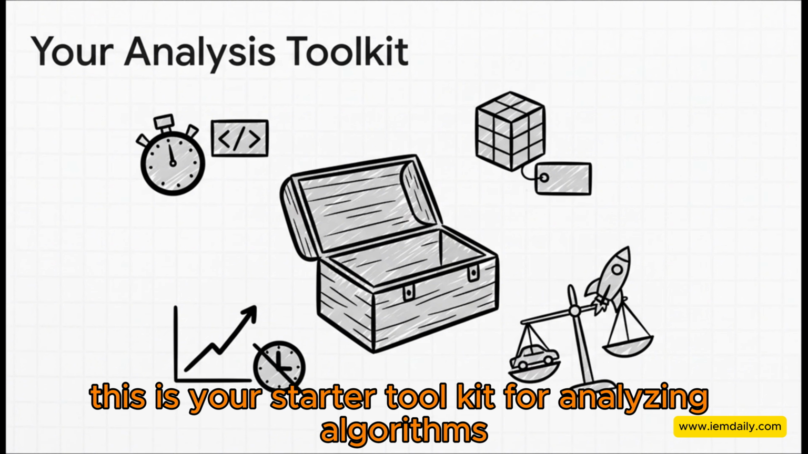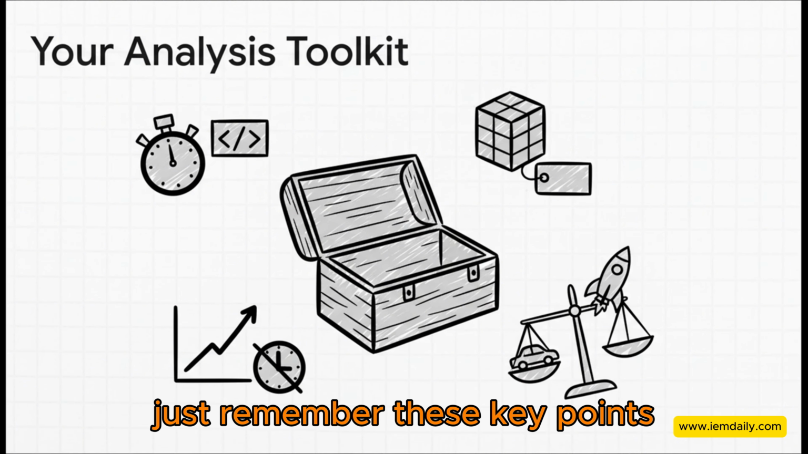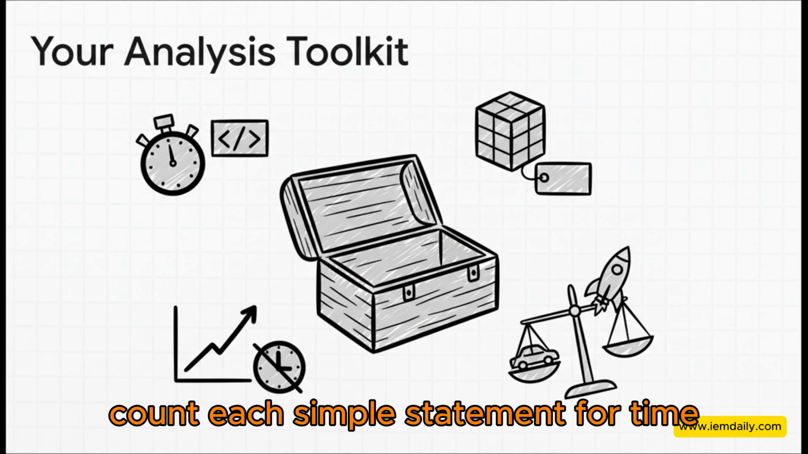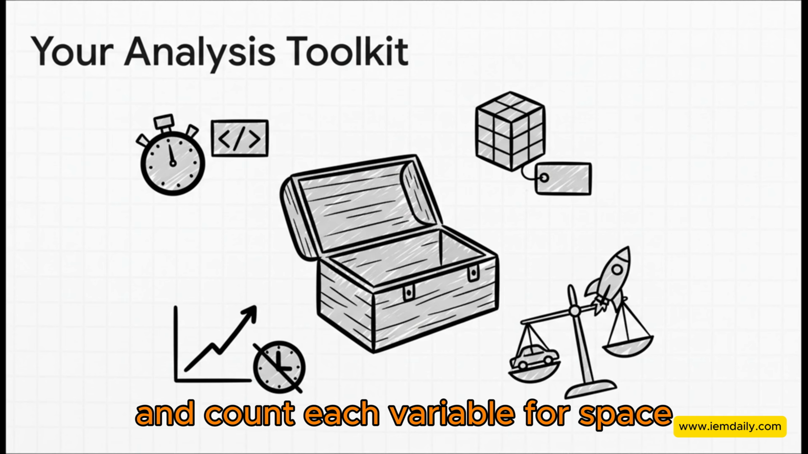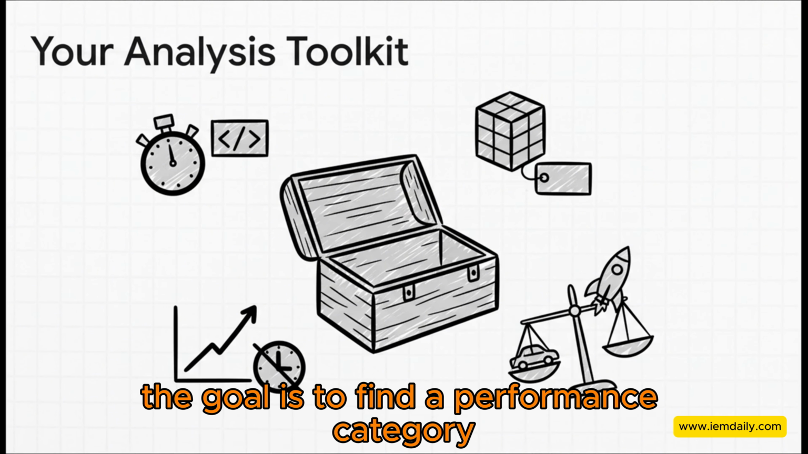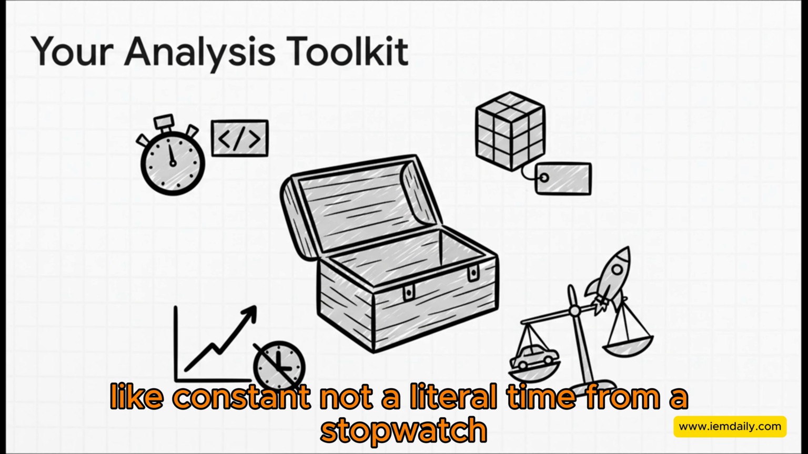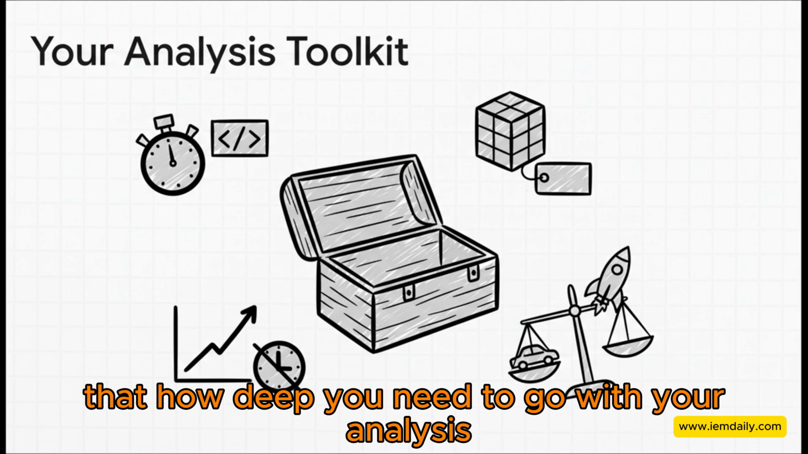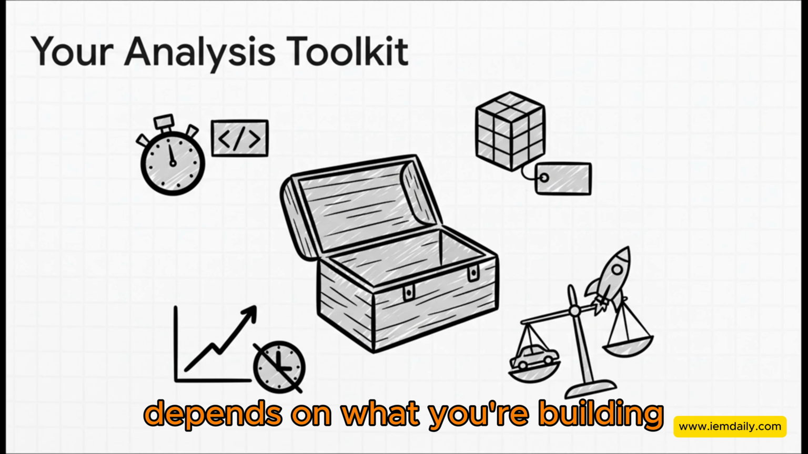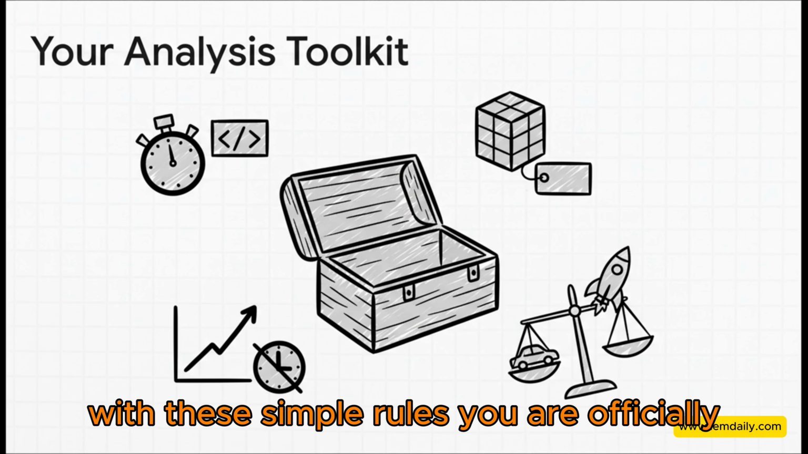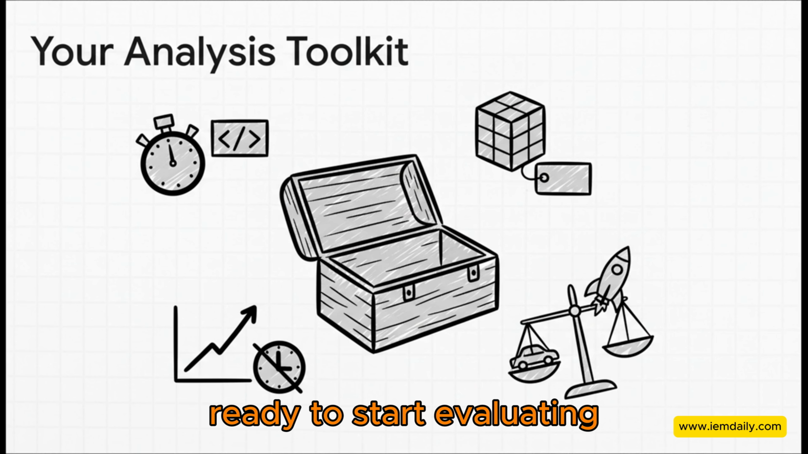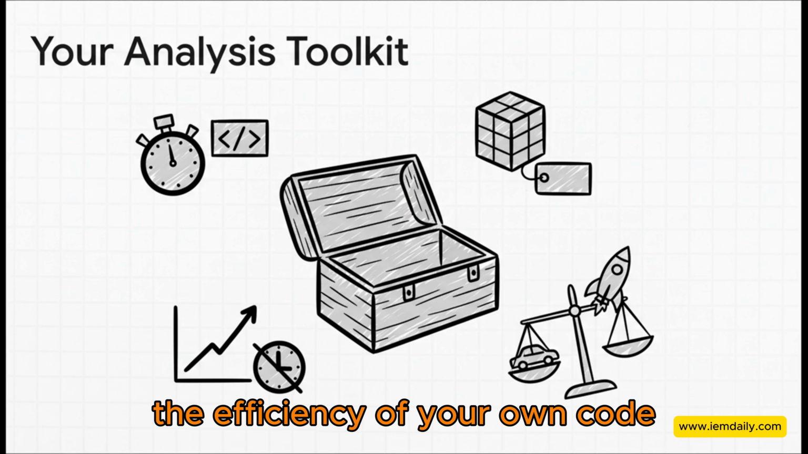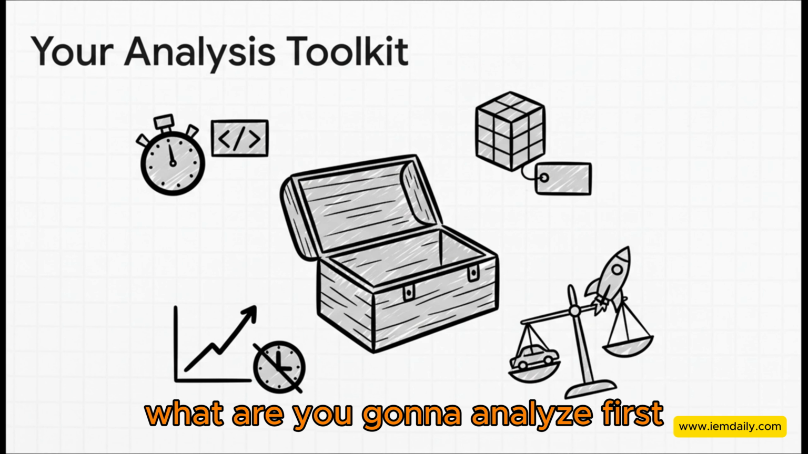So here you go. This is your starter toolkit for analyzing algorithms. Just remember these key points. Count each simple statement for time and count each variable for space. And remember, the goal is to find a performance category like constant, not a literal time from a stopwatch. And finally, always keep in mind that how deep you need to go with your analysis depends on what you're building. With these simple rules, you are officially ready to start evaluating the efficiency of your own code. So the only question left is, what are you going to analyze first?